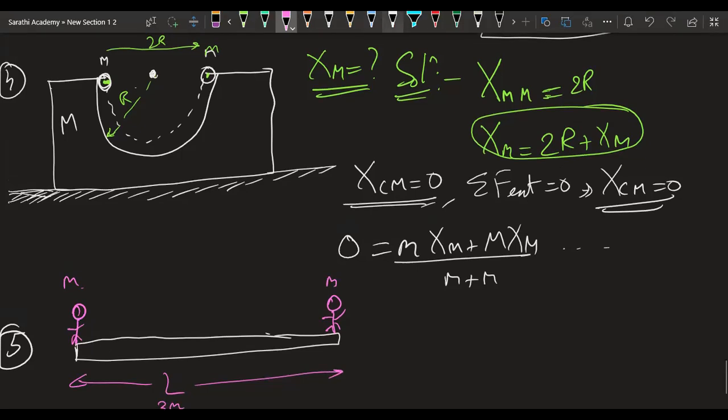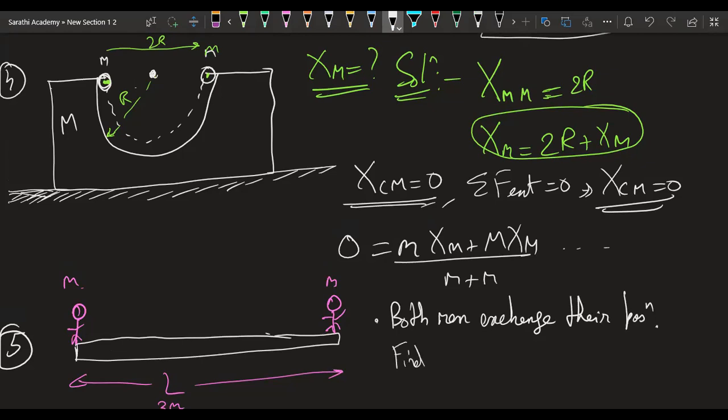Now, if it is given that both men exchange their positions, you have to find out the displacement of the plank. That is the question. It is homework for you. You can try it out.